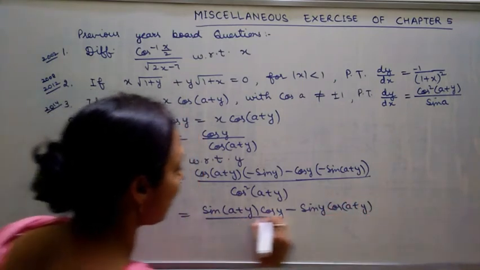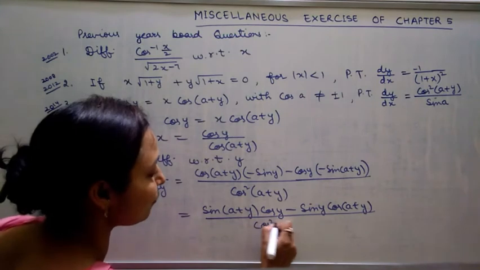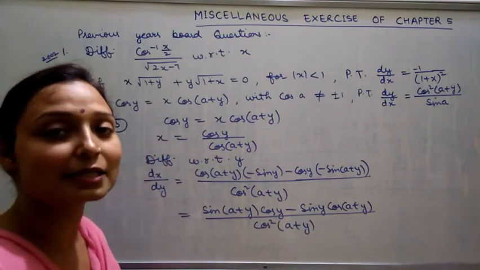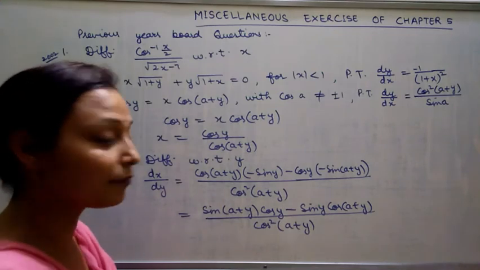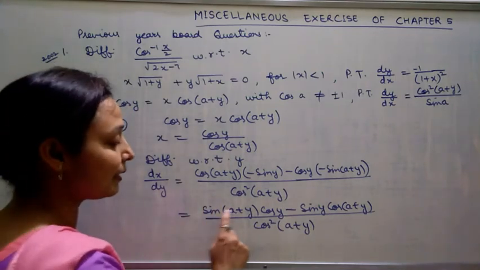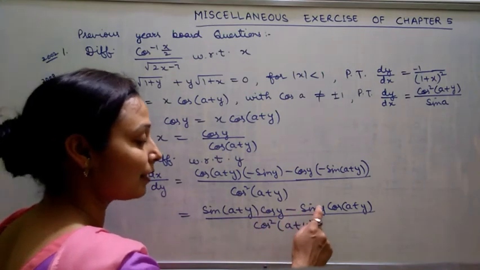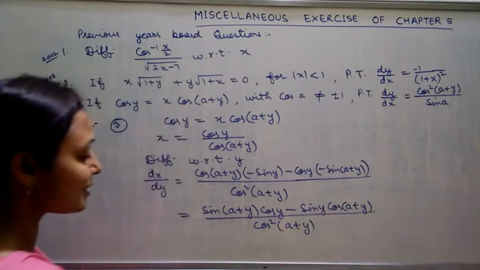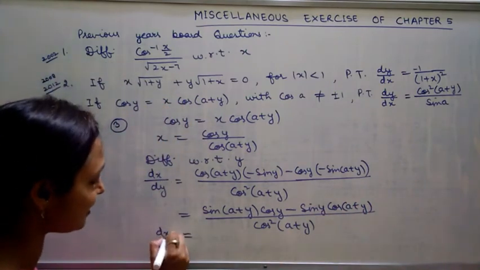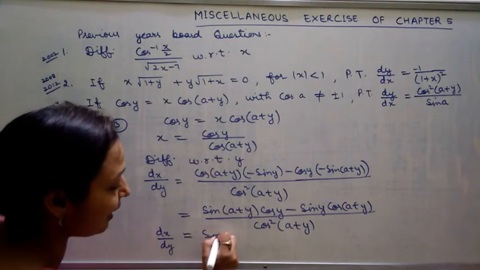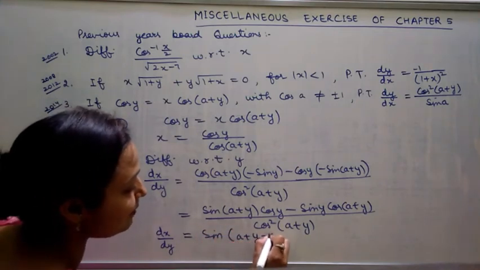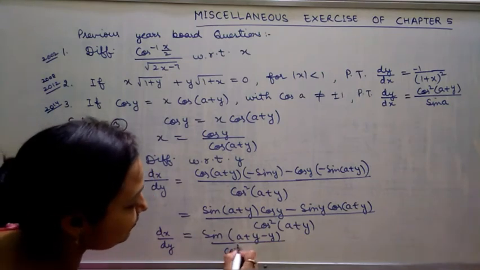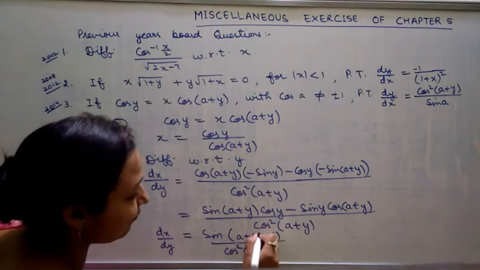How you can rearrange: sin(a + y) cos y minus sin y cos(a + y). You all know, you all have done the trigonometric functions in class 11th, right? In trigonometric functions, there are some formulas. One of the formulas is sin a cos b minus cos a sin b. This is the formula of sin(a - b). So this is dx upon dy equal to sin a upon cos square (a + y). This y and y will cancel.